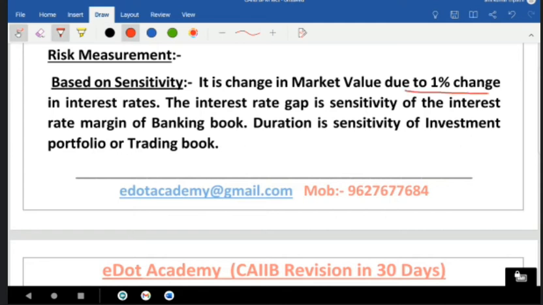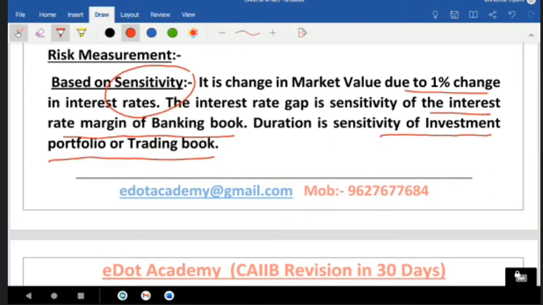Keep in mind, interest rate gap is the sensitivity of interest rate margin of the banking book. And duration is the sensitivity of the investment portfolio and trading book. That means wherever you want to see the sensitivity, you can see it in the trading book. We'll discuss what the trading book and investment portfolio are. That means it will impact at two places. Number one, investment portfolio or trading book.